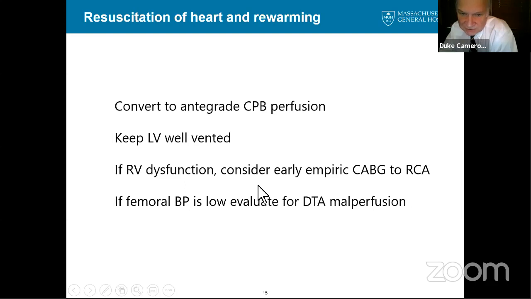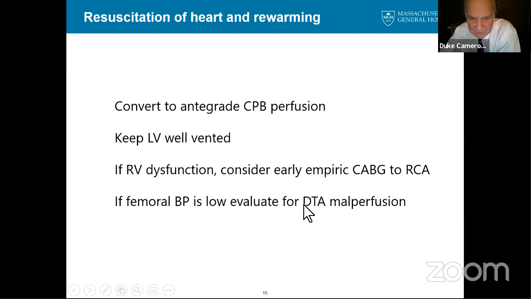If you're sitting there staring at whether the RV is okay or not and wondering if it is, in that time, you can put a bypass graft on there and then just not have to worry about whether there's a coronary perfusion problem. So it's one of those things like putting in a balloon pump. If you're thinking about it, you probably should do it.